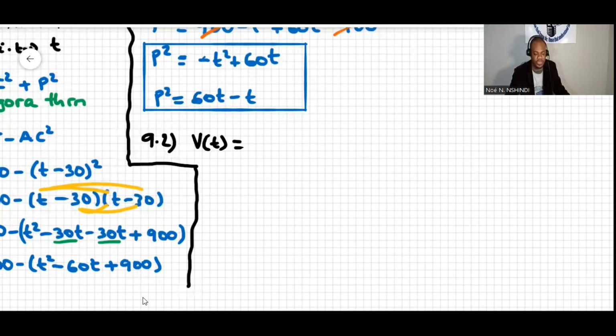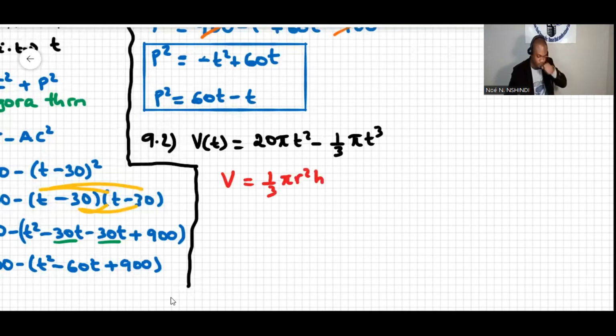We need to prove that the volume of the cone in terms of t is given by 20 pi t squared minus 1/3 pi t cubed. Initially, by the formula, the volume of the cone is a third pi r squared h. Now, if I need to prove it, I want to say V of t, because the variable here is t.